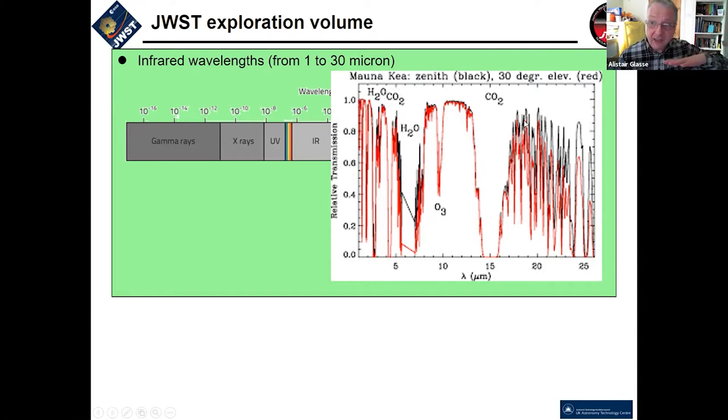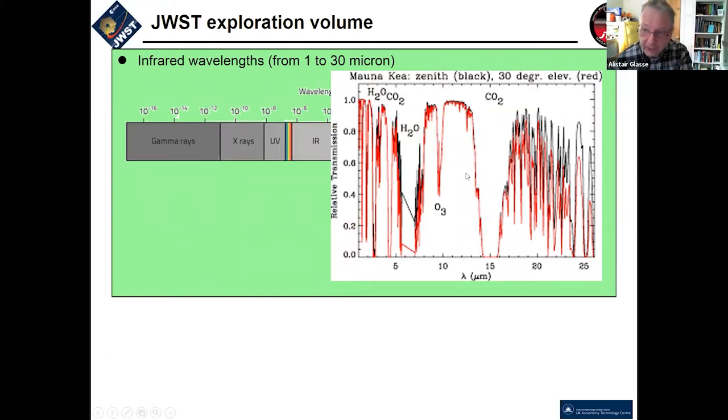And so ideally, if you're out in space where the JWST is, this would just be unity right across here. There's nothing absorbing the light between you and a distant star. If you're sitting on top of even a very high mountain, you see all of these absorption bands, and so you can't see the stars at these particular wavelengths. So this is one of the key reasons for having a space-borne observatory, like JWST.